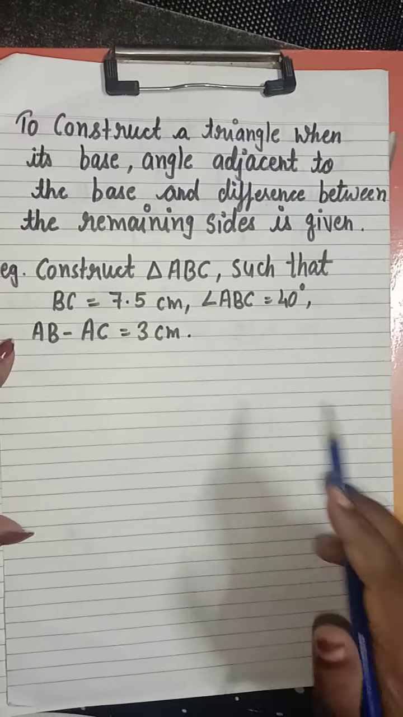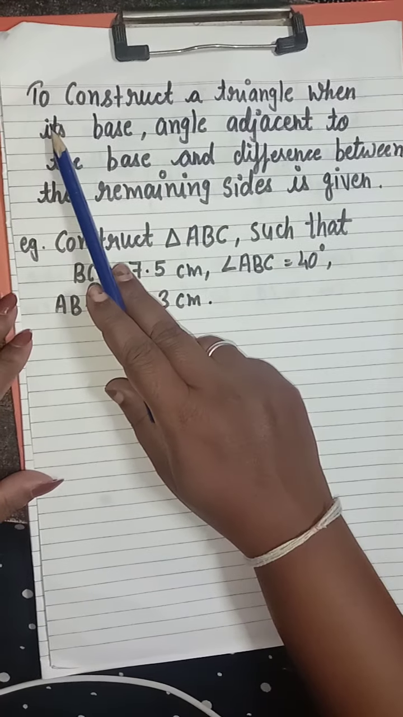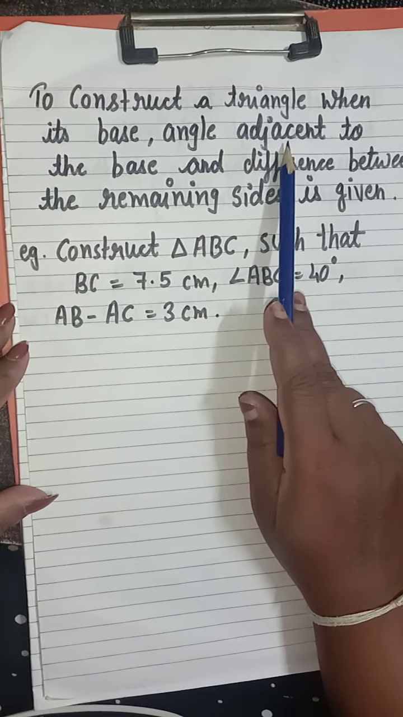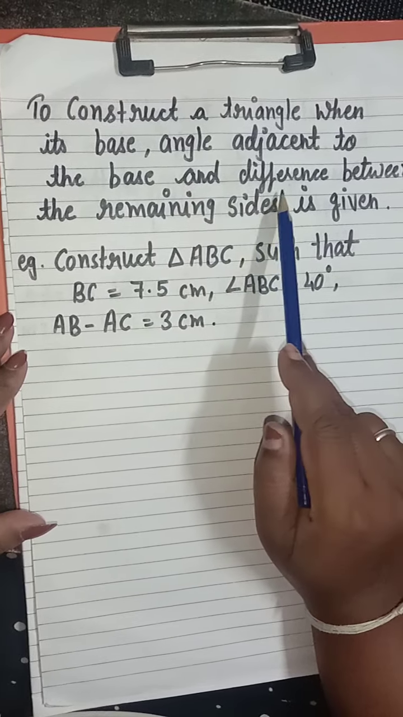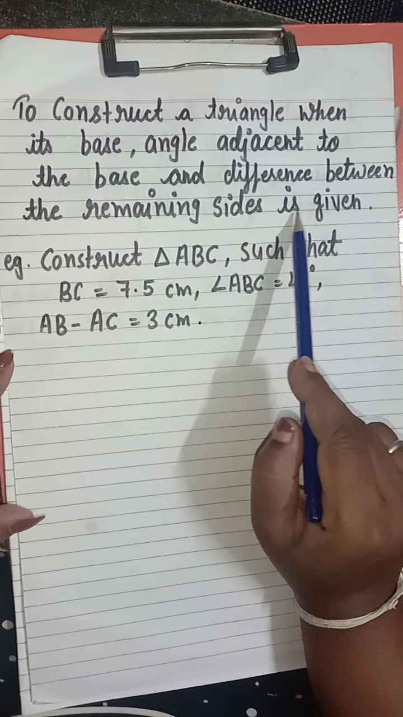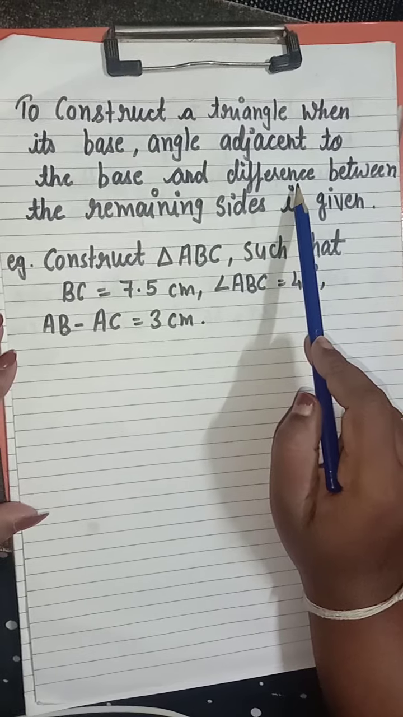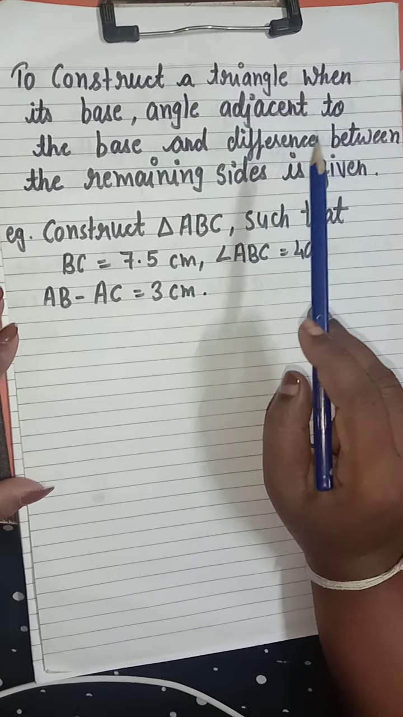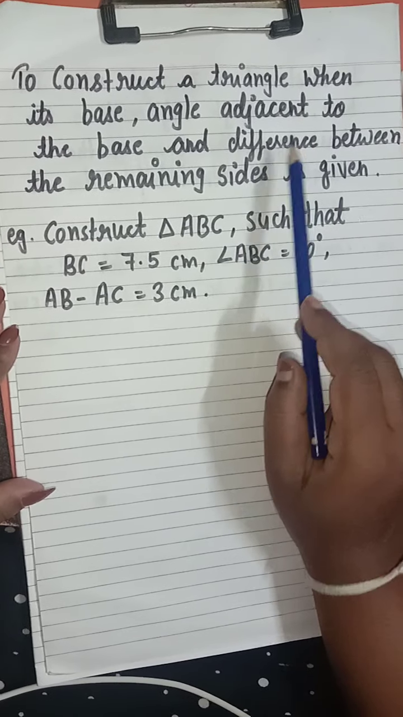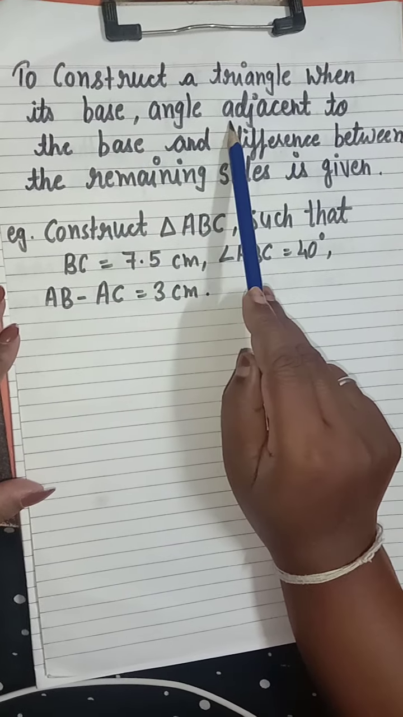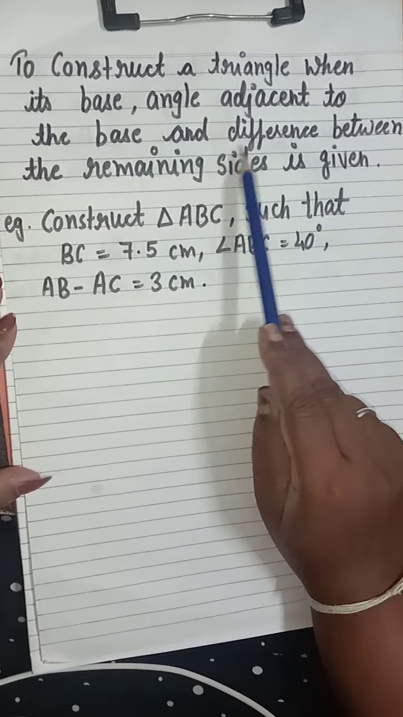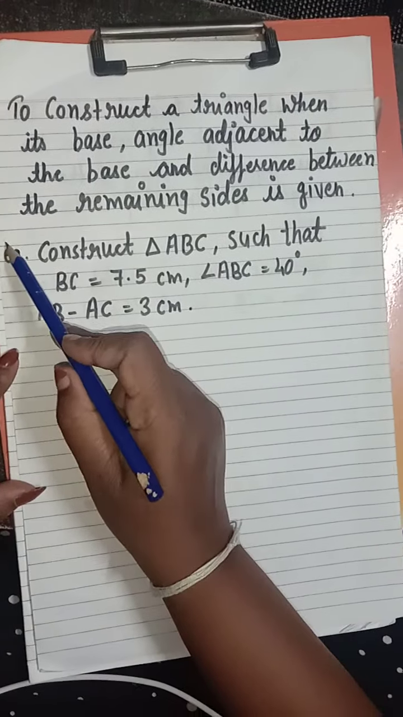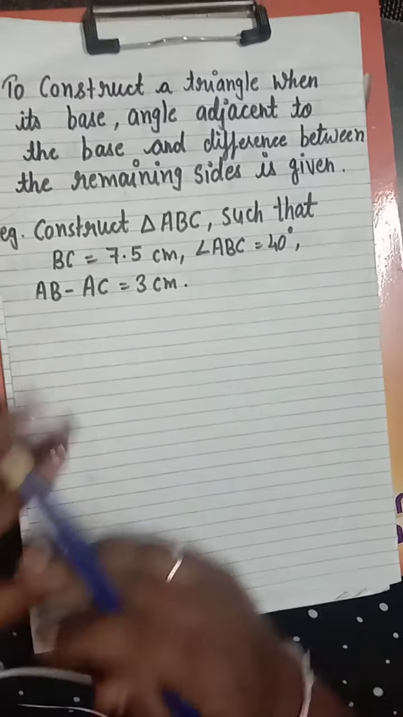Okay, hello everyone. So now we are going to learn to construct a triangle when its base, angle adjacent to the base, and difference between the remaining sides is given. Difference means minus, okay? This construction we are going to learn with the help of an example.